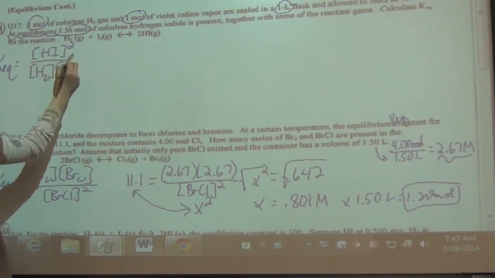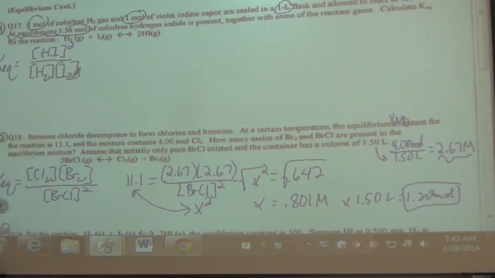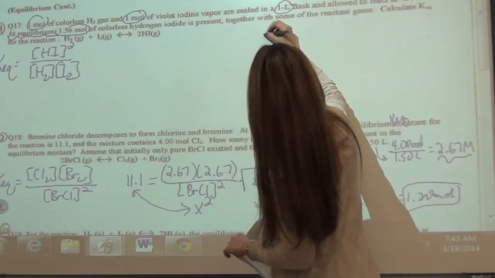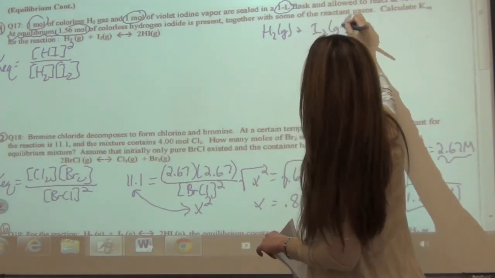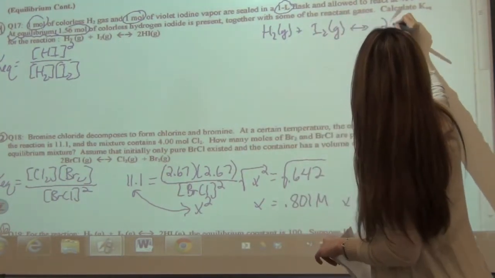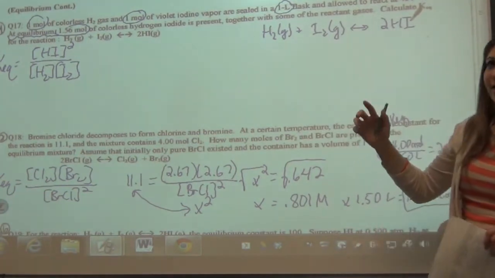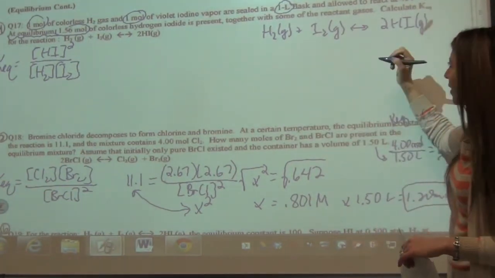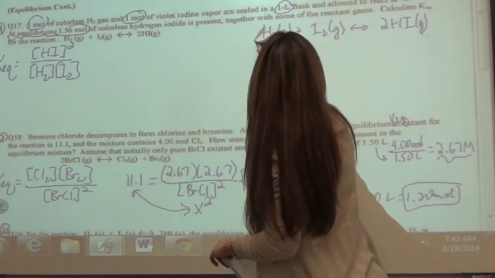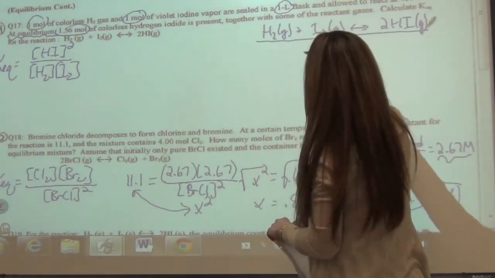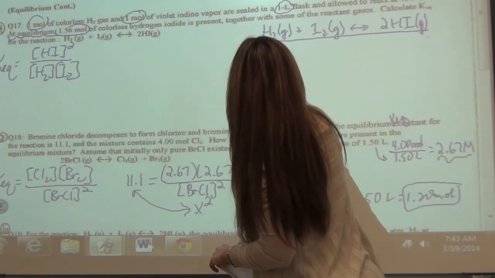H2 and I2. Okay, so let's do the same thing that we did before on this side. So I've got H2 plus I2 yields 2HI. So write it out first. Okay, I know it's like doing it over again. If you wanted to, you could have left space there and just done it from there. And so then what we're going to do is we're going to write ICE.